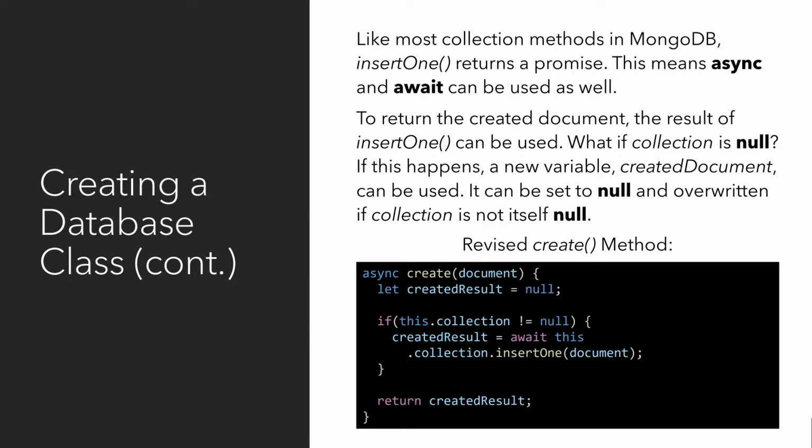Notice the revised create method at the bottom of the slide. We have the create method with a created result set initially to null. If this.collection is not equal to null, then it can safely be called insert1 with the document. However, if this.collection is equal to null, in which case the connect method has not run yet or is not finished yet, then created result would be equal to null. Otherwise, it would be overwritten with whatever the inserted result was when inserting that document.